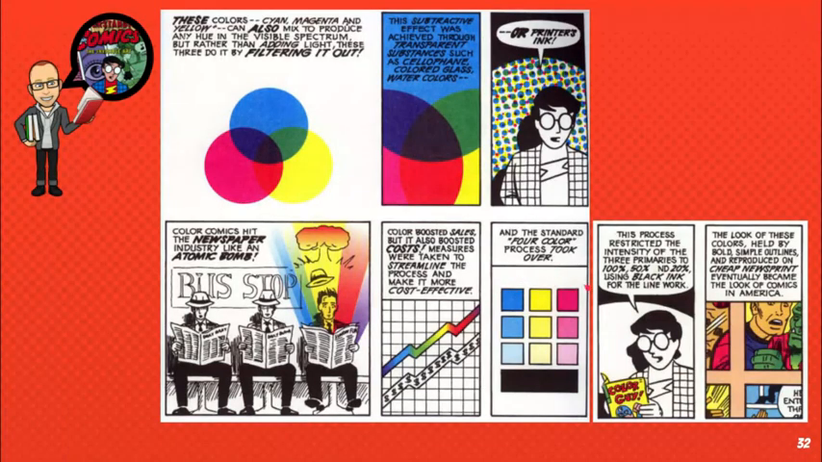This process restricted the intensity of the three primaries to 100%, 50%, and 20% using black ink for the line work. The look of these colors, held by bold, simple outlines and reproduced on cheap newsprint, eventually became the look of comics in America.